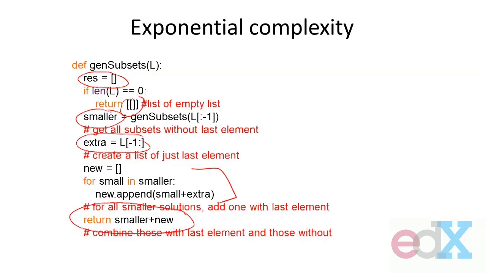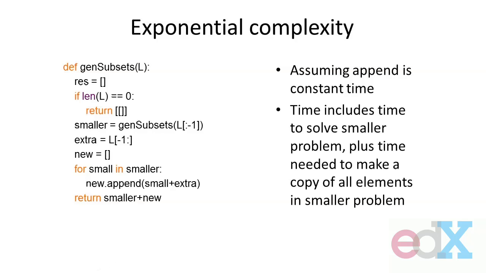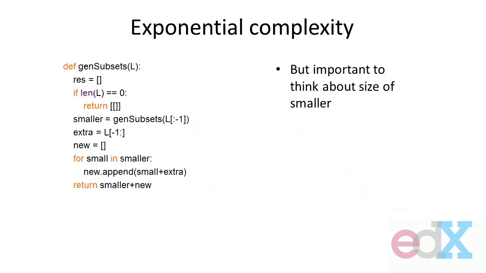What I'm really interested in is the complexity. So to measure that, I'm going to assume that append is actually constant time. In fact, it is, given the implementation inside of Python. But since it's not a basic element, I need to make that assumption. And now what do I want to look at? What's the time? Well, the amount of time it's going to take here is basically going to be the amount of time it takes to solve this problem, the smaller size problem, plus the amount of time it's needed to make a copy of all of the elements of the smaller problem right there. Okay? So how can I get at that?